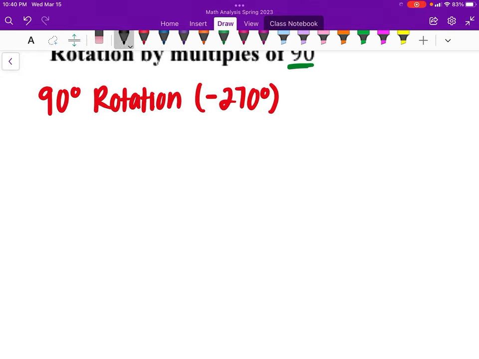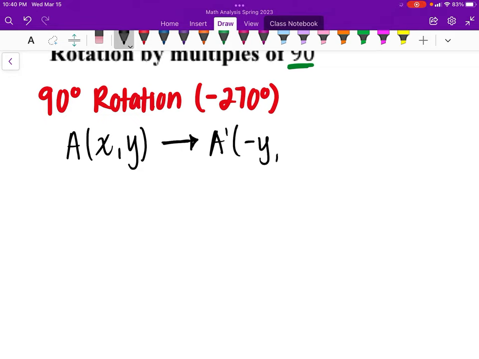If you have your point, let's say your point is A, and the point consists of X and Y. If they ask us to do a rotation of 90 degrees or a negative 270, then A prime is going to be negative Y, X, which means the X and the Y of the original point change positions. X becomes the new Y, Y becomes the new X, and the sign of the original Y changes. If it's negative, it now becomes positive, and if it's positive, it becomes negative.